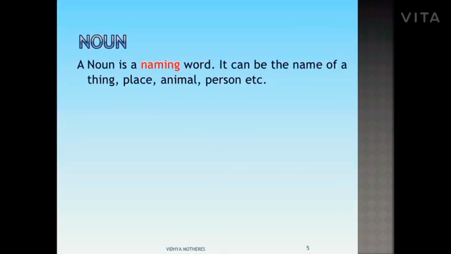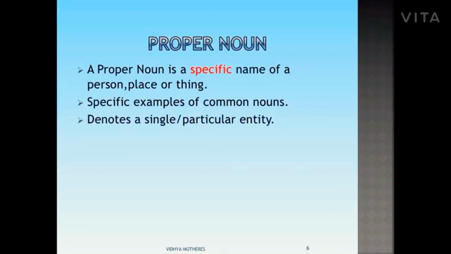Noun. A noun is a naming word. It can be the name of a thing, place, animal, person, etc. There are different types of nouns, but in this video we will concentrate on proper nouns and common nouns. A proper noun is a specific name of a person, place, or thing. Specific meaning a particular.